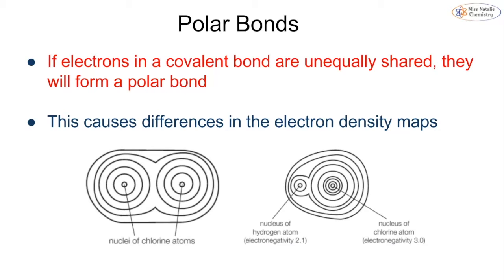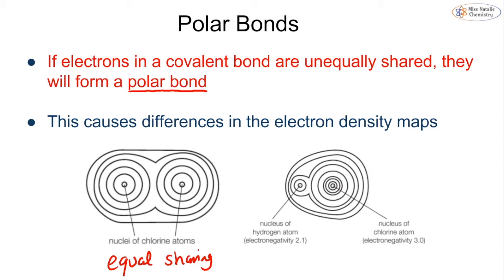Now, if we have this difference in electronegativity and we get the electrons being unequally shared, they form what we call a polar bond. And you can see the differences when we look at electron density maps. So if you have chlorine atoms, obviously if it's the same atom, they're going to have the same electronegativity. So we get an equal sharing of the electrons.